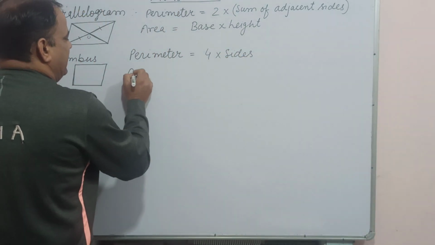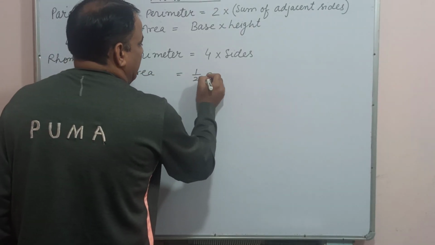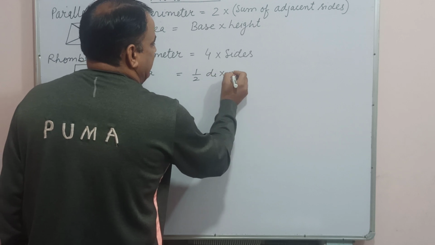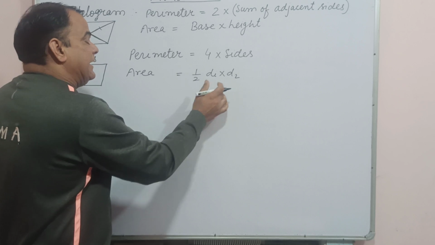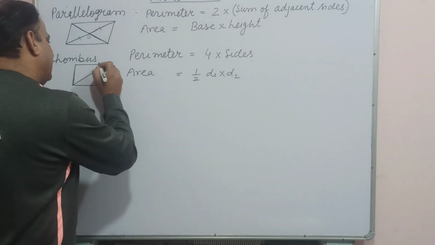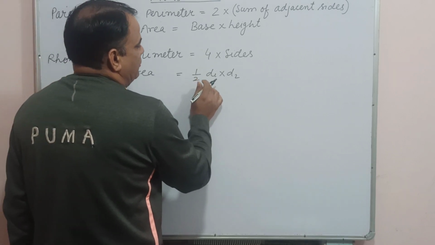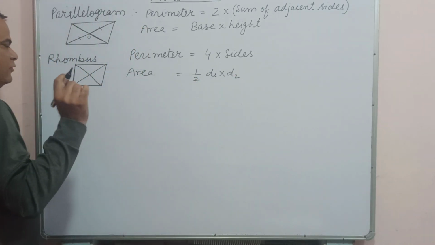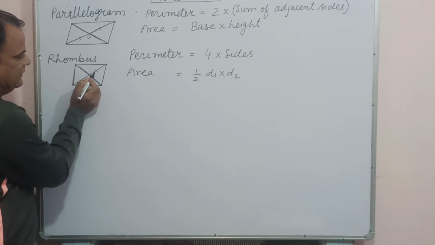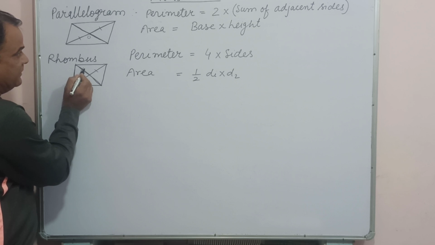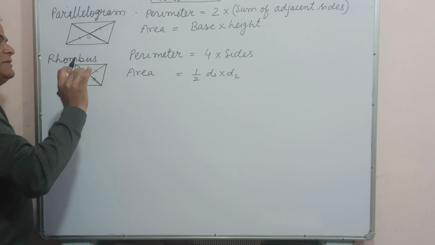And now area. Area equals 1 upon 2 d1 into d2. What are d1 and d2? These are the diagonals, that is this diagonal and this diagonal. The area of the rhombus is 1 upon 2 d1 into d2. One more thing, these diagonals also bisect each other. This part is equal to this part is equal to this. One diagonal is bigger and the other is smaller.